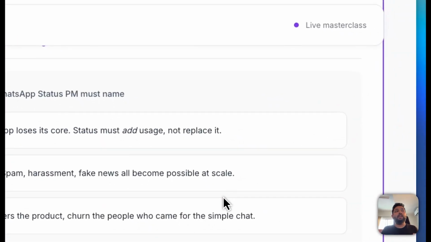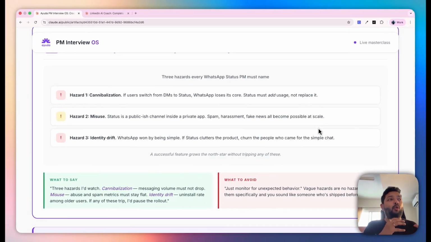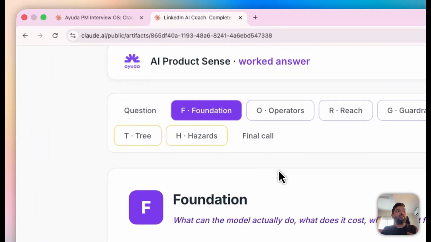And then finally, you talk about hazards, which is what are the problems that can happen with this. There are 3 hazards that we studied yesterday as well: cannibalization, misuse, and identity drift. So all these 3 are what you need to talk about. In an AI case, cannibalization and misuse are the most important ones, because identity drift, of course, is not as important here because we're building an AI product, so it's fine. But cannibalization and misuse is what you will talk about in AI products. So that is essentially how you solve an entire product.